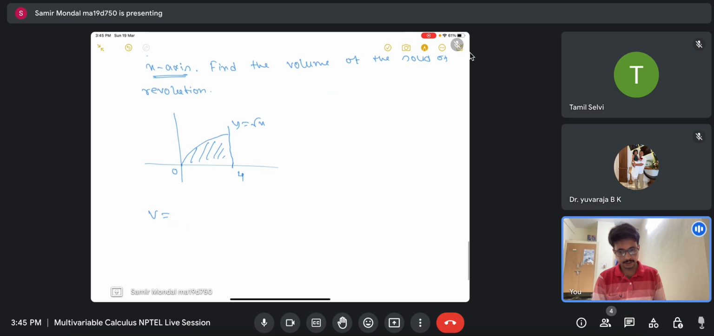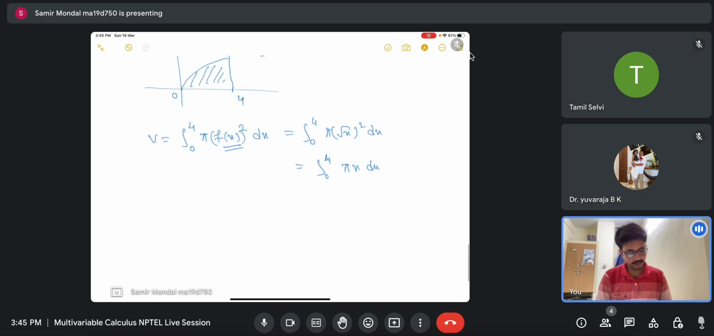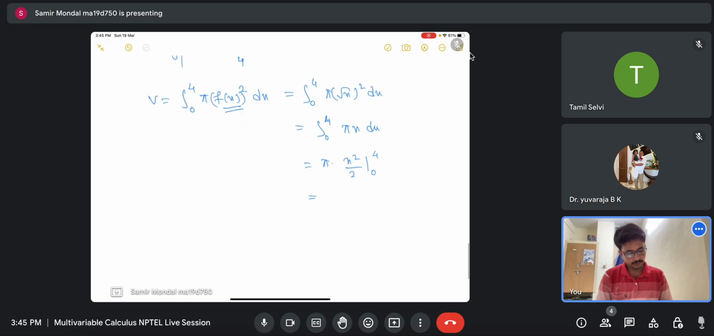V is nothing but the integration from 0 to 4 of pi f of x square dx. So from 0 to 4, what is your f of x? It is nothing but root x, so pi root x square dx. So it comes like integral 0 to 4 pi x dx, which is pi x square by 2 from 0 to 4. So this comes to 8 pi. This is the required volume of the solid of revolution by the given plane region.